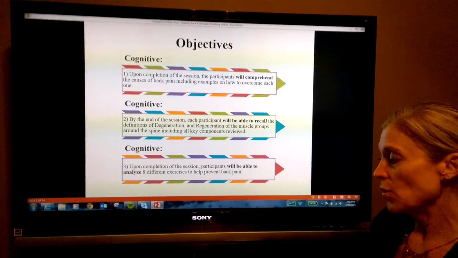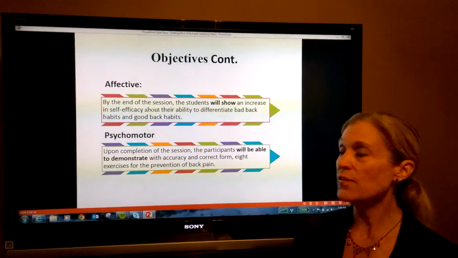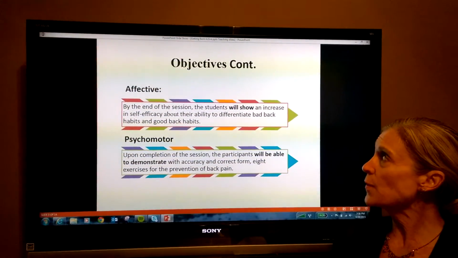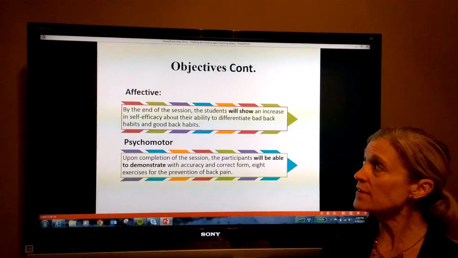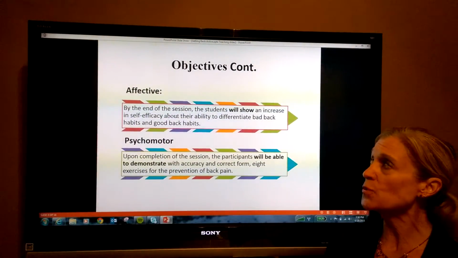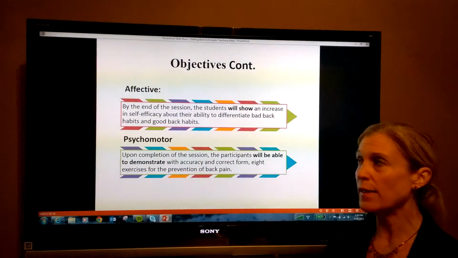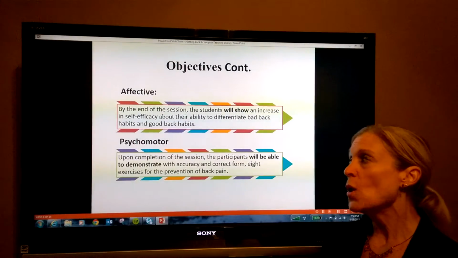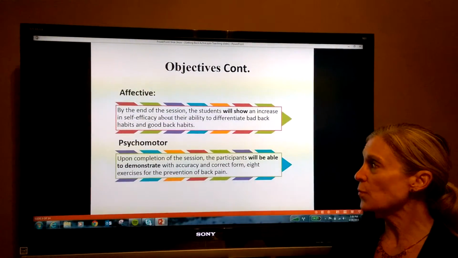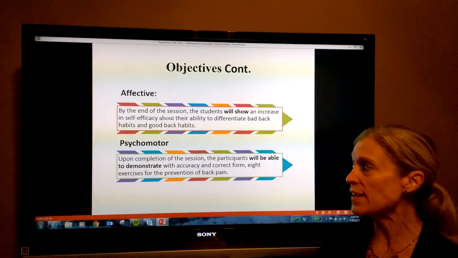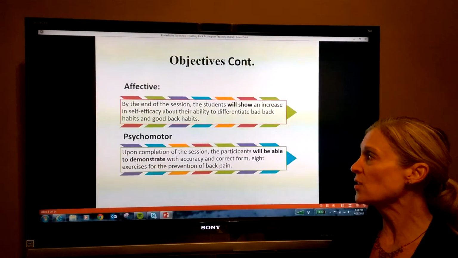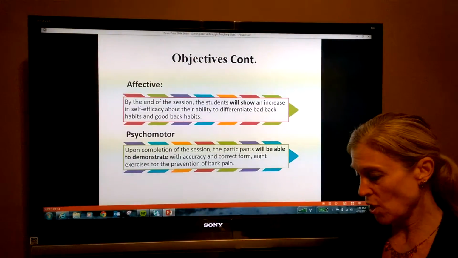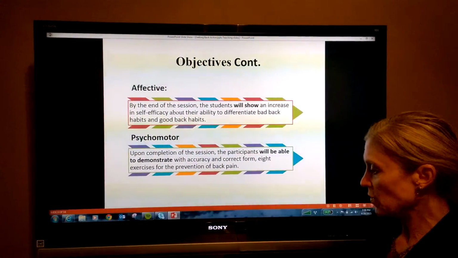The next 2 objectives that I have are affective and psychomotor. The affective objective is going to be by the end of the session, the participants will show an increase in the self-efficacy about their ability to differentiate between bad back pain habits and good back habits. And our psychomotor, which will be the last 8 slides, will be that upon completion of this session, the participants will be able to physically demonstrate with accuracy and correct form the 8 different exercises for the prevention of back pain. So let us begin with the program here.